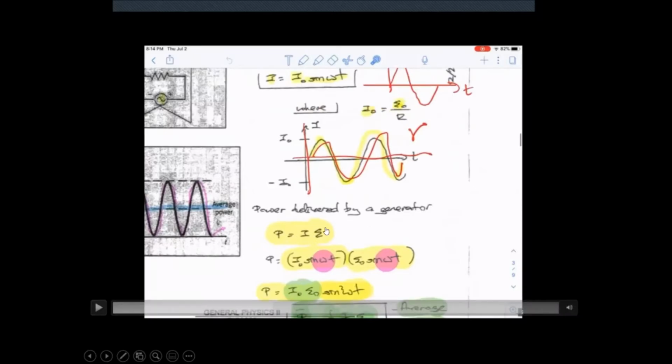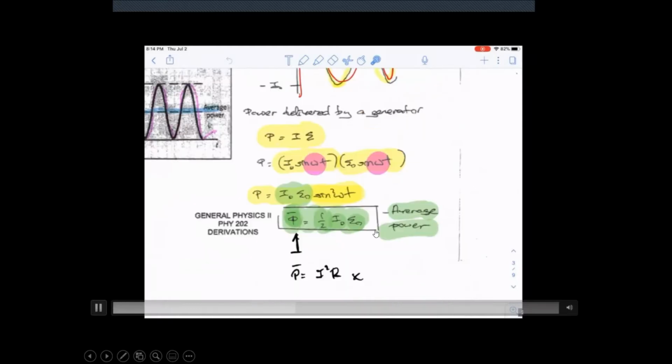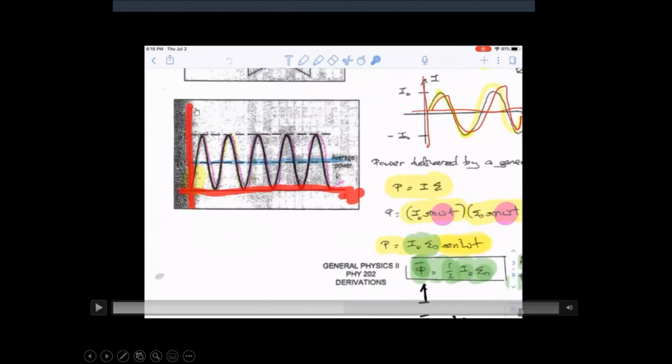So now let's come up with a power expression. Power delivered or generated is your current times the voltage. Here's your variable current. Here's your variable voltage. This is the maximum current value. This is the maximum voltage value. So sine omega t times sine omega t is going to be sine squared omega t. As soon as you square the sine, we'll just stop at that point. You end up getting the power. So the power is fluctuating between the maximum value and zero.